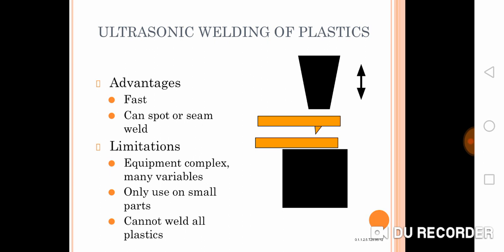Now the advantages of plastic welding are that it is very fast and can do spot or seam. A spot weld can be made, or a seam weld can also be made, and the process is very fast also. And as plastics cannot be exposed to much heat, this process is very suitable for plastic welding. Then the limitations regarding plastic welding are the complex equipment, only small parts can be used, and not all plastics can be welded using this.